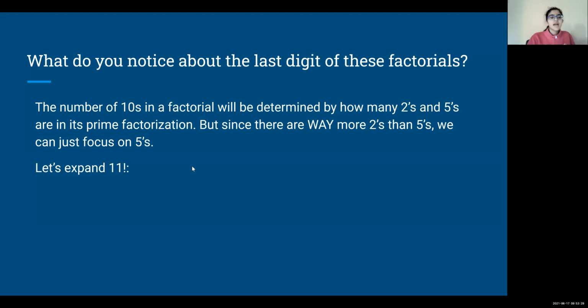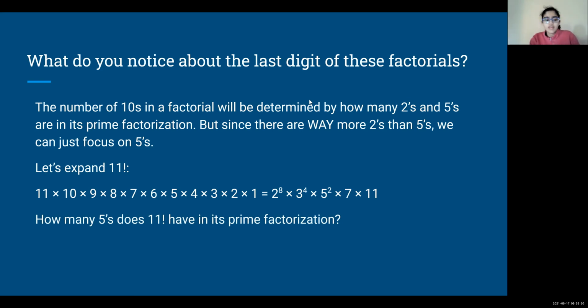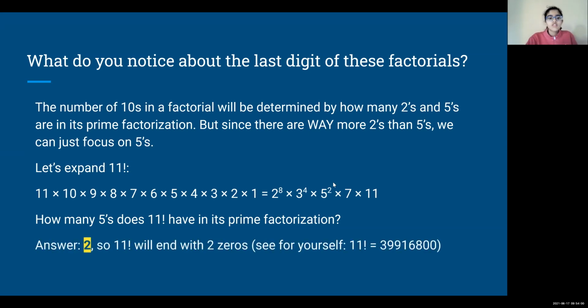So let's expand 11 factorial. It's just 11 times 10 times 9 times 8 times 7 times 6 times 5 times 4 times 3 times 2 times 1, and that is 2 to the power of 8 multiplied by 3 to the power of 4 multiplied by 5 squared times 7 times 11. So how many 5s does 11 factorial have in its prime factorization? Just type it in the chat. Yeah, there are 2 5s in the prime factorization of 11 factorial. So 11 factorial will end with 2 zeros.